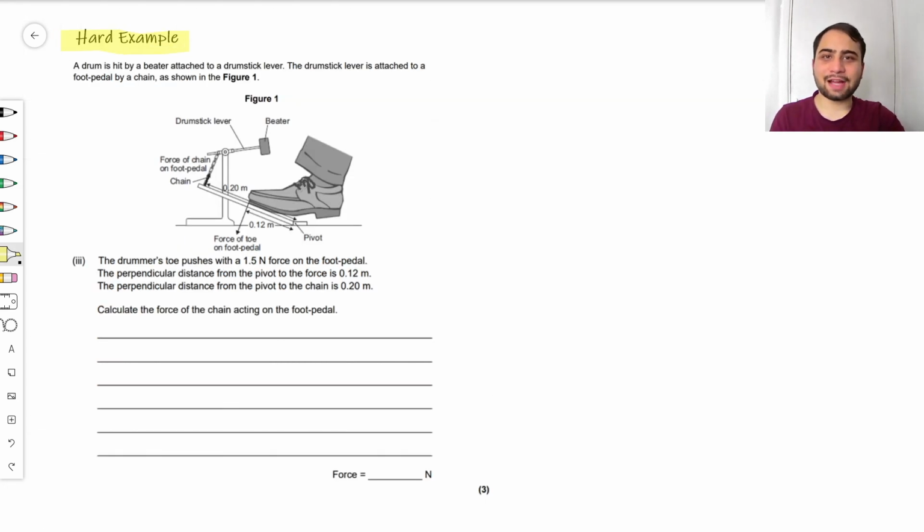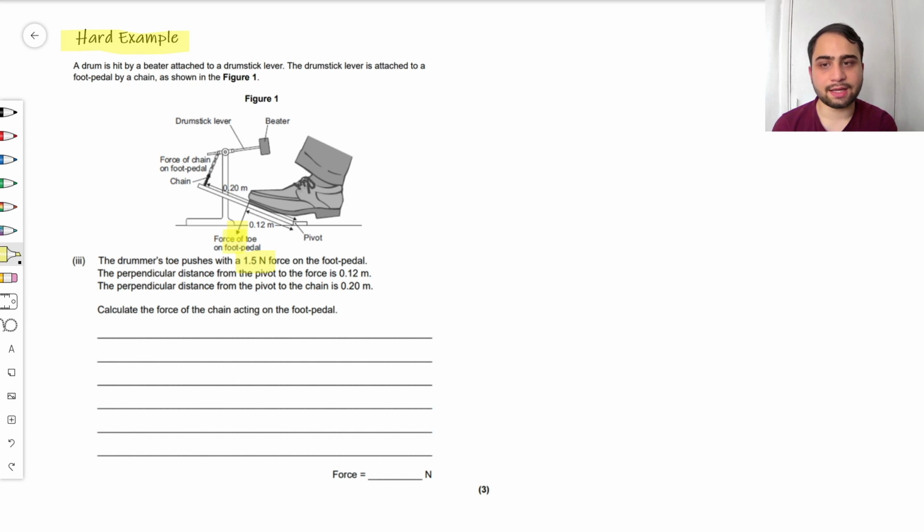Okay, so now let's have a look at a harder worked example. As always, we're going to highlight all of our keywords. So, a drum is hit by a beater attached to a drumstick lever. The drumstick lever is attached to a foot pedal by a chain as shown in figure 1. It looks kind of complicated, but by the end of this question, you'll realize that these questions aren't as complicated as they seem.